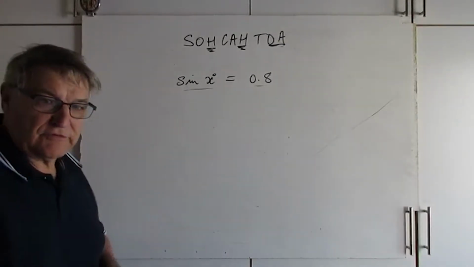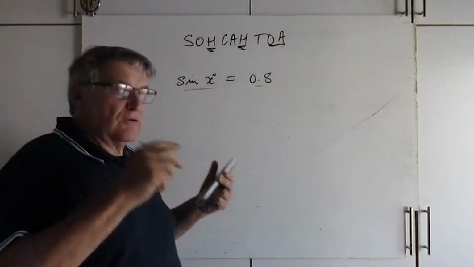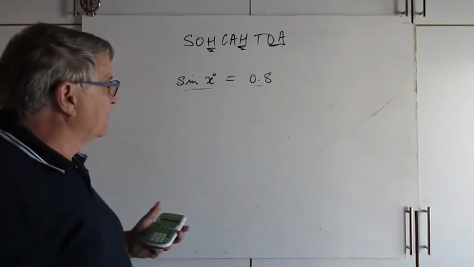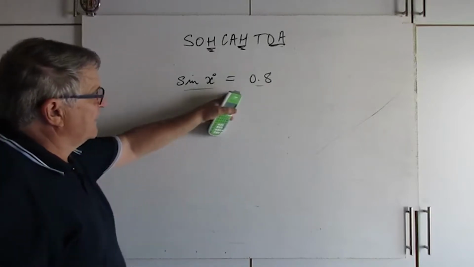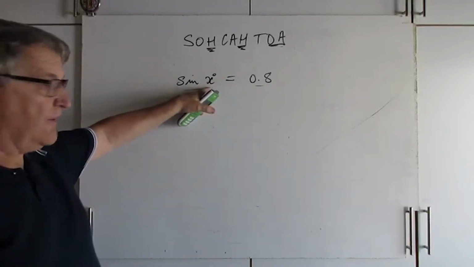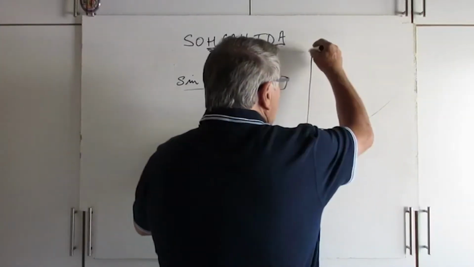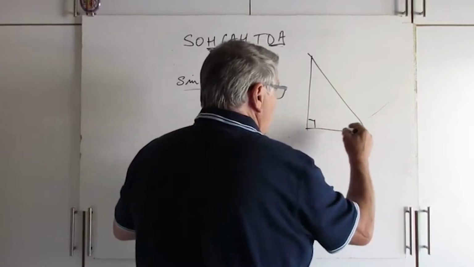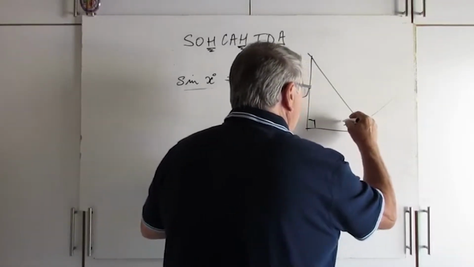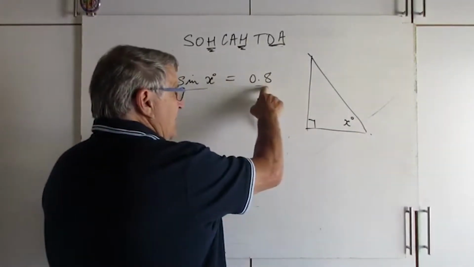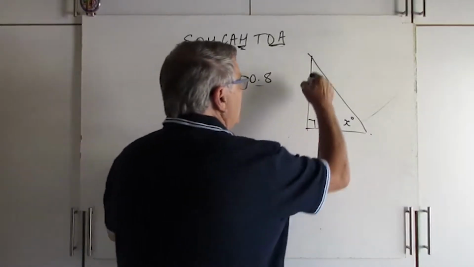So far we've looked at trigonometry problems that look to find a missing side or an unknown side. Here we've got a situation where we're looking for an unknown angle. Now this situation would arise like this. We'd have a right triangle with an unknown angle here, but we know the sine of the angle. The sine of the angle is 0.8.